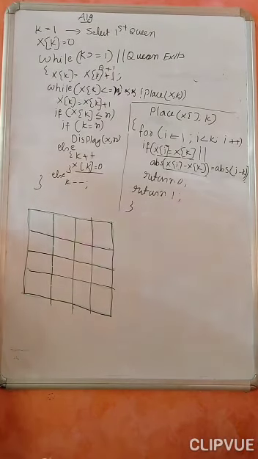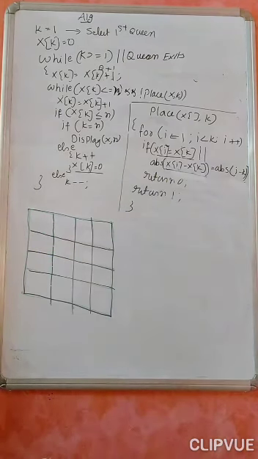Okay, today's session will discuss the algorithm of the n-queen problem. I have already explained what the n-queen problem is and how it works. You will have n queens, and you need to place them on the n cross n chessboard so that there will not be any horizontal attack, vertical attack, or diagonal attack.